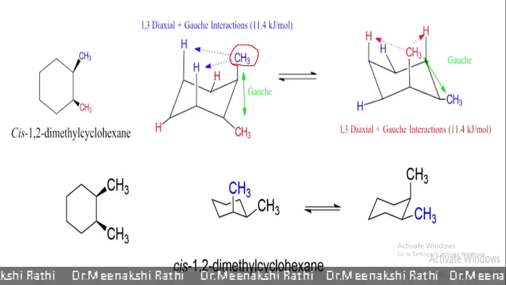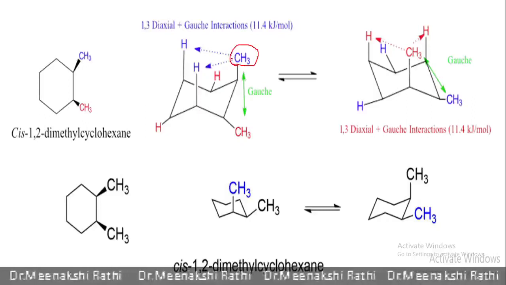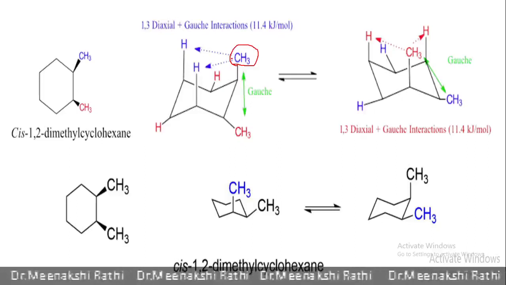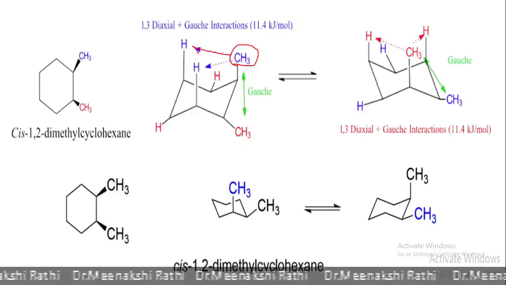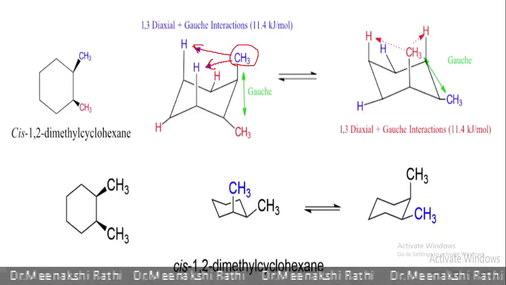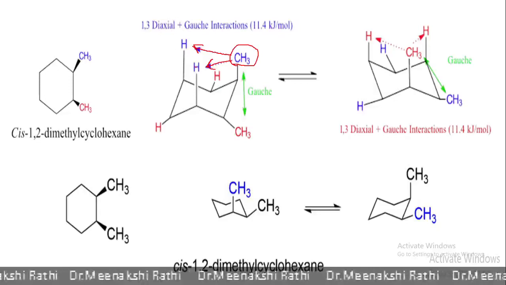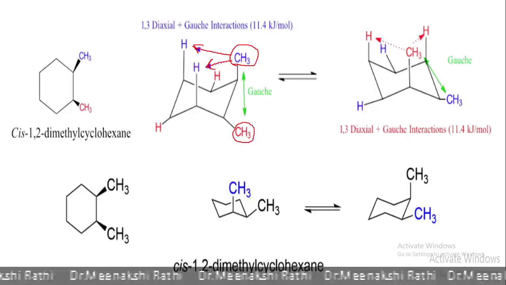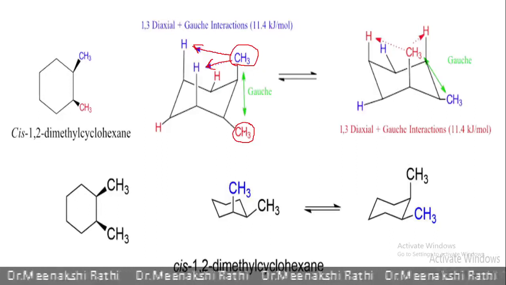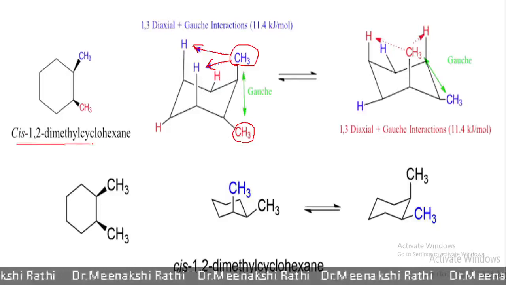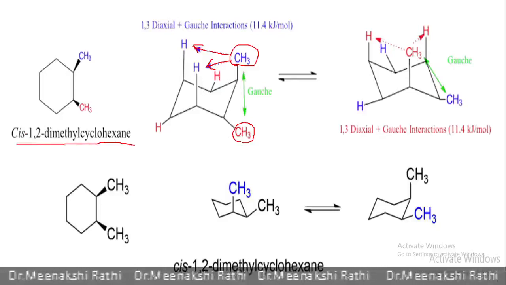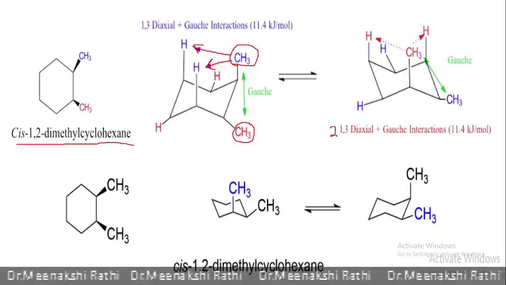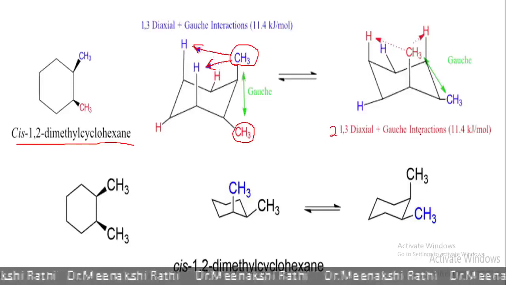shows 1,3-dimethyl interaction, because it produces two 1,3-dimethyl interactions with hydrogen atoms and one gauche interaction with the second methyl group which is at the equatorial position. So cis 1,2-dimethyl cyclohexane possesses three types of interaction: two 1,3-diaxial interactions and one gauche interaction.